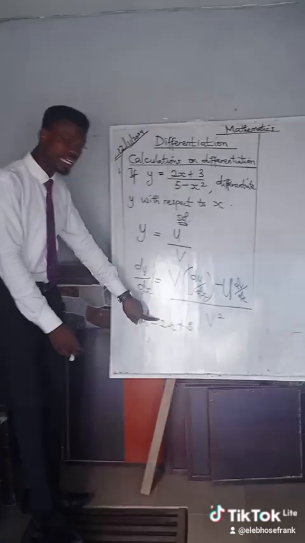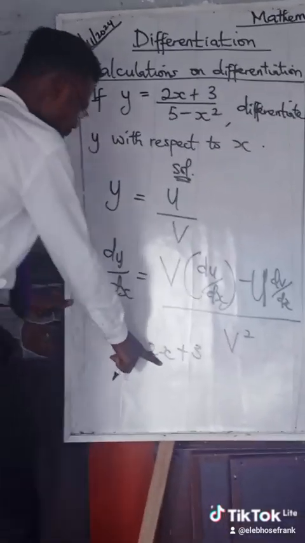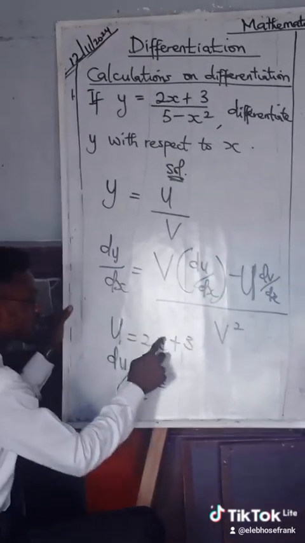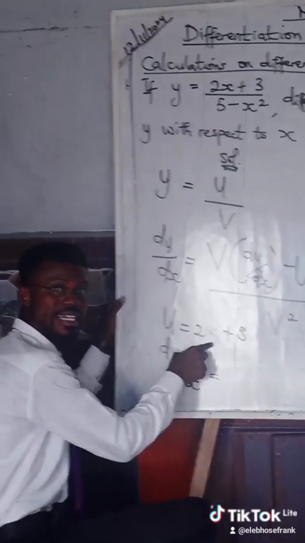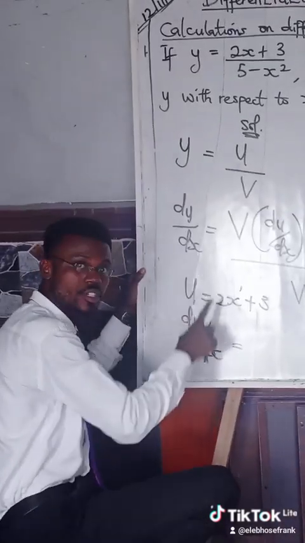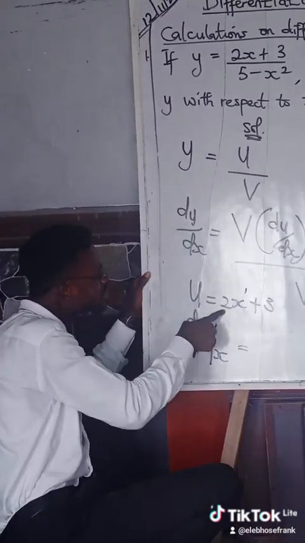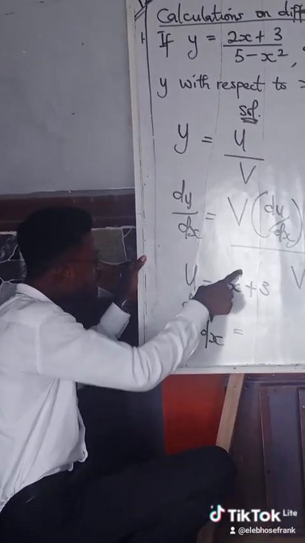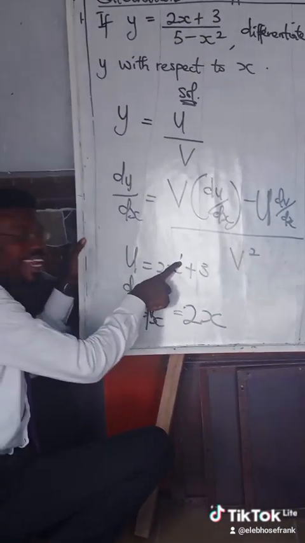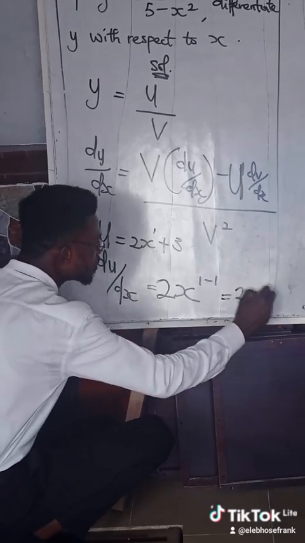Now, if u equals 2x + 3, differentiating u with respect to x, my du/dx is equal to what? Don't forget 2x: the power of x is the same as 1. In mathematics, x is taken as x raised to power 1, a is taken as a raised to power 1. Bring this 1 to multiply the coefficient of x, which is 2. 1 times 2 gives 2. Then you reduce the power of x by 1, so 1 minus 1 is 0. This gives 2x raised to power 0.